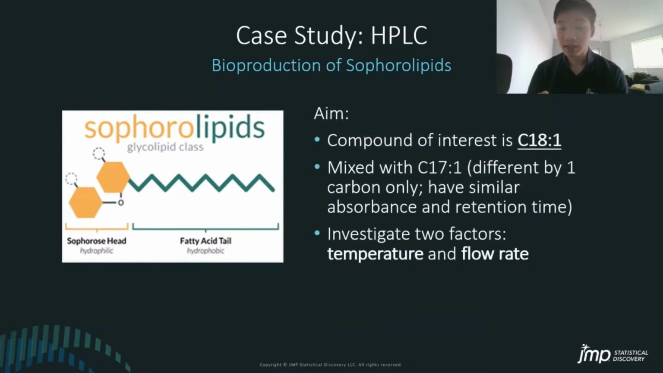So our aim for this case study is that we have a compound of interest here, C18, but the problem is that it's mixed with C17 because they're very, very similar. They only differ by 1 carbon. And so they have very similar absorbance and retention time. And therefore, separating it through HPLC provides quite a unique challenge. So we're going to investigate 2 factors here, temperature and flow rate, which are being changed, and we can see how that influences the shape of our peaks.